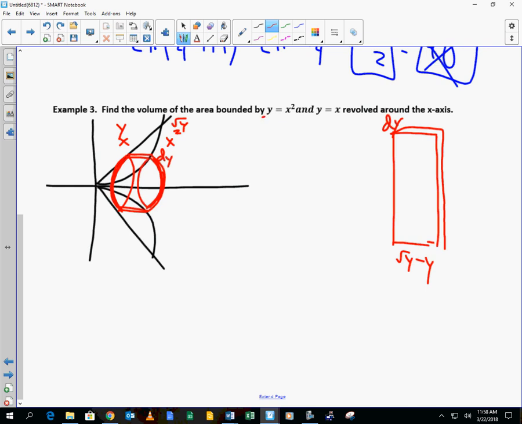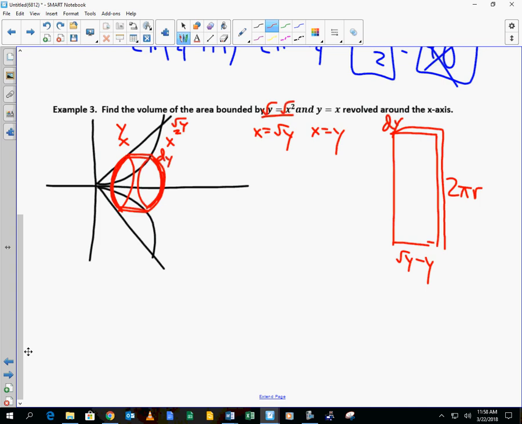Well, I have y equals x squared. So if I square root both sides, then I get x is equal to the root of y. And then here, y is just equal to x. So x equals y. So I take the root of y minus y then. Okay, how about the height? This is going to be 2 pi r, correct? We just have to find r.